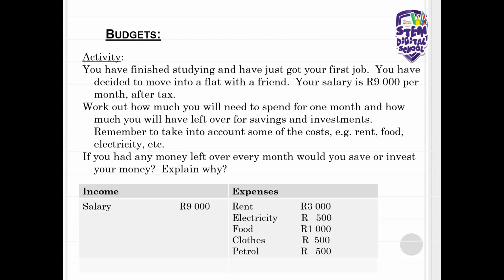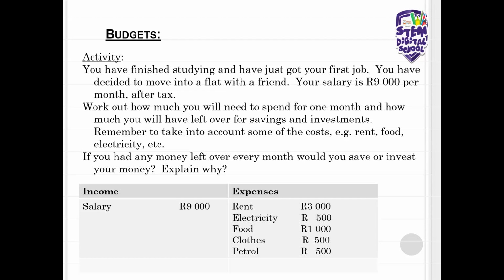For example, let's say you need to pay your monthly rent of 3,000 Rand. You need to pay your electricity bill of 500 Rand. You also need to pay for food, you need to eat, let's say 1,000 Rand. You need to buy some clothes for 500 Rand. And you need to put some petrol into your car, 500 Rand.